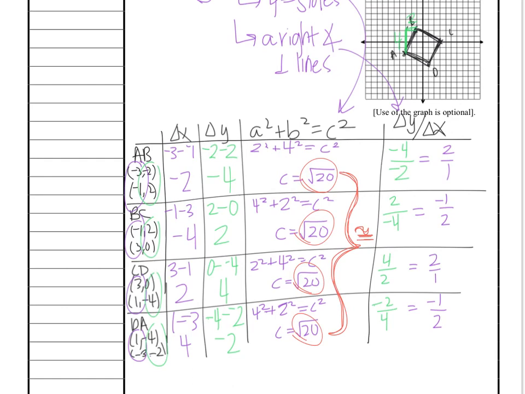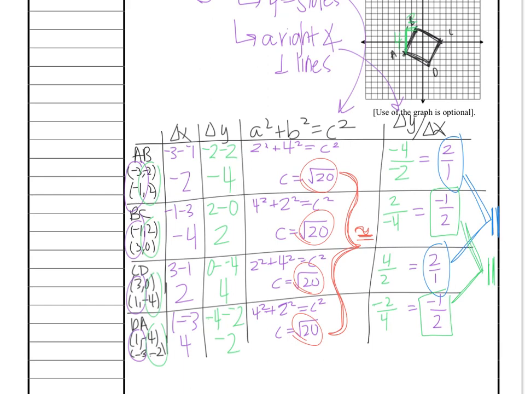Again, use a colored marker so that this stands out on your picture. Okay, grab a different color marker, or the same one, I guess, it doesn't matter. And I notice that I see 2 over 1 and 2 over 1. That's cool. Same slope means that they are parallel. Then I see negative 1/2 and negative 1/2. Again, same slope. That means they're parallel.